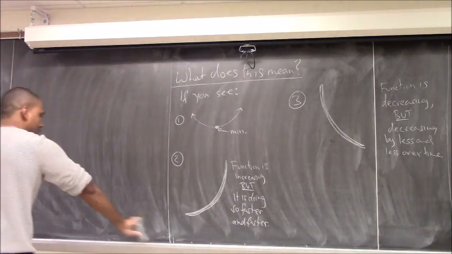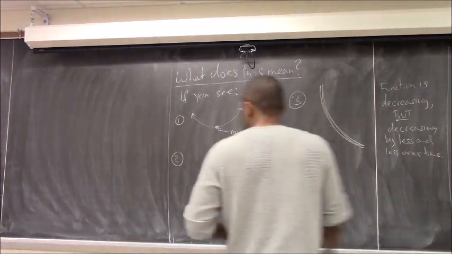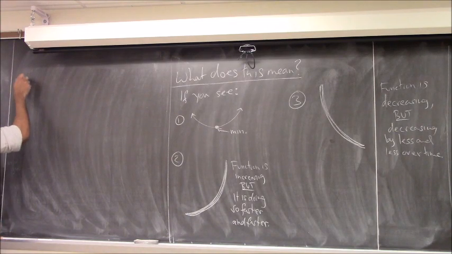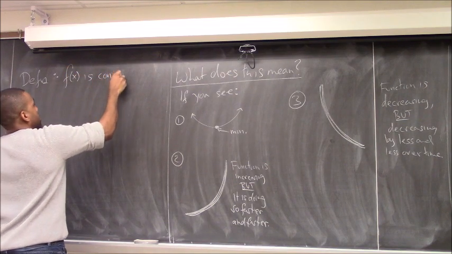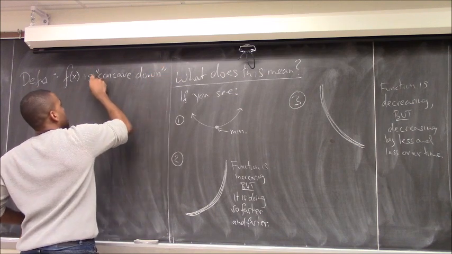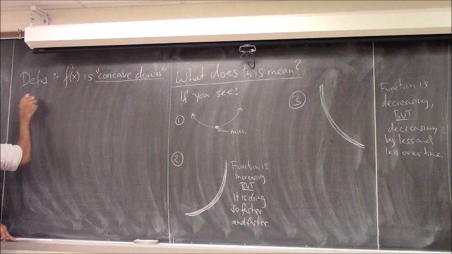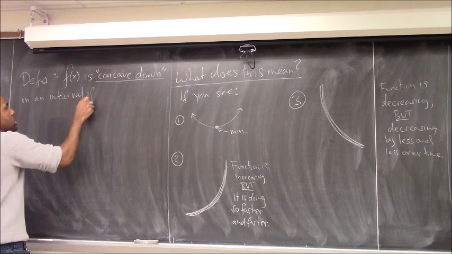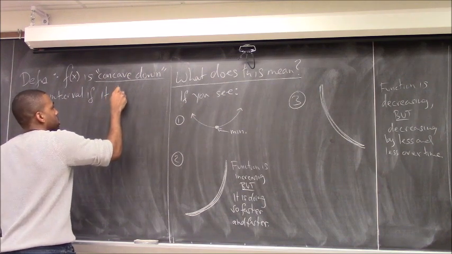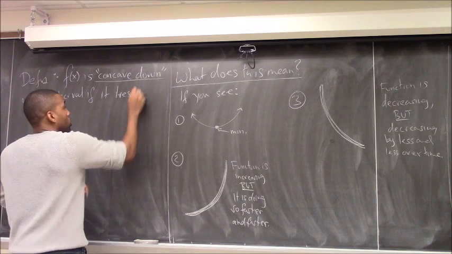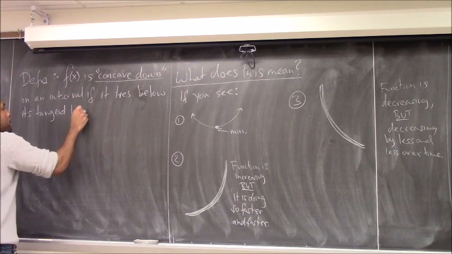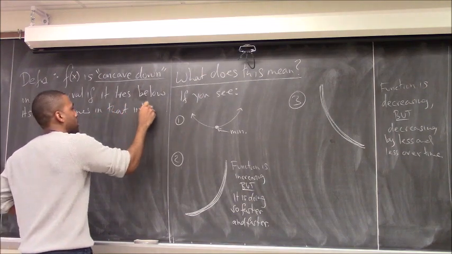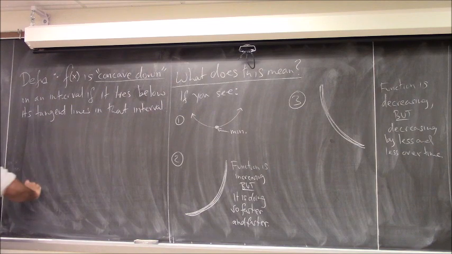Of course, the phrase concave up is very suggestive. You might ask, is there a concave down? And yes, there is. We could actually move the opposite way here. So let's talk about that and some interpretations that we can put on that idea. So f of x is concave down on an interval if it lies below its tangent lines in that interval. So that is talking about this kind of behavior.